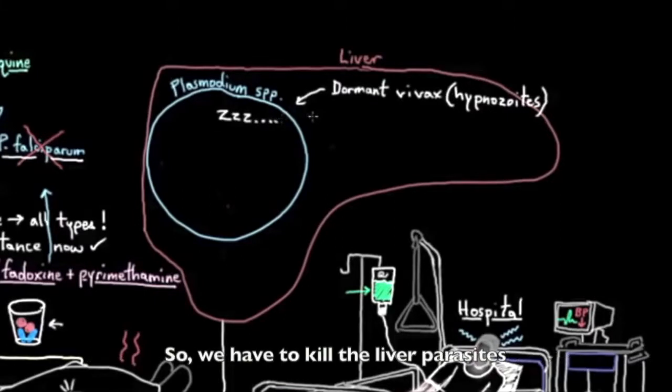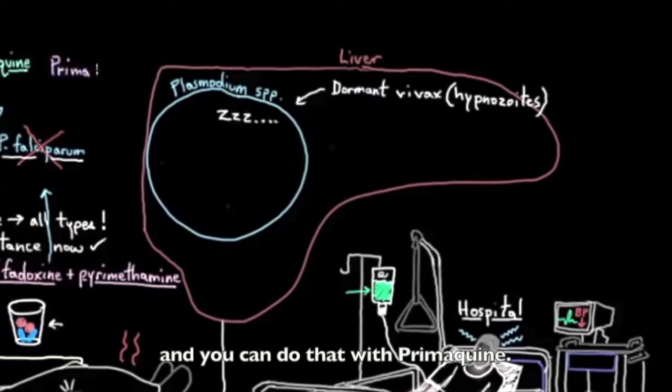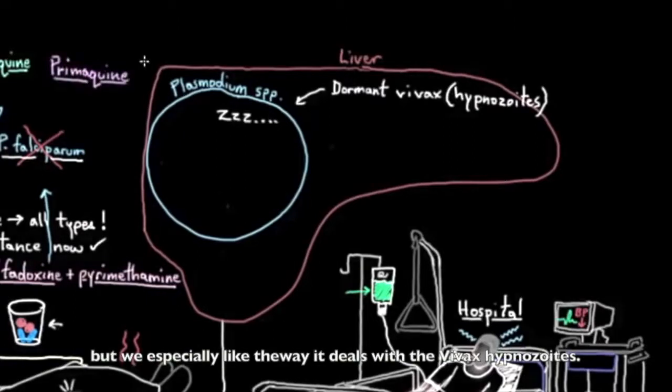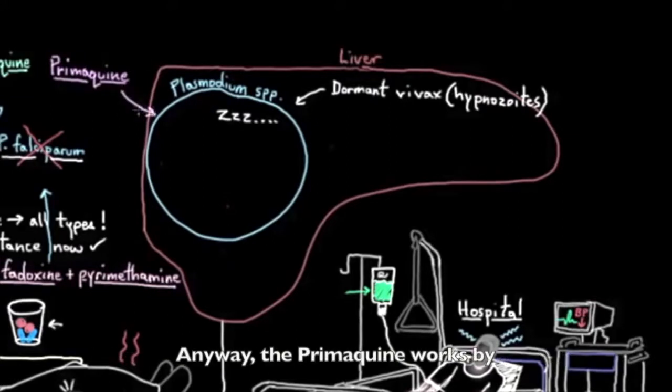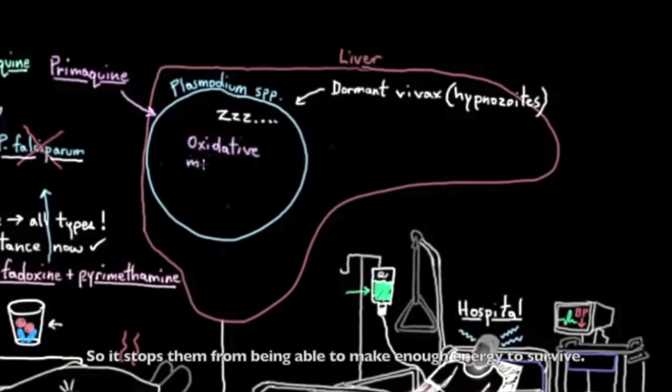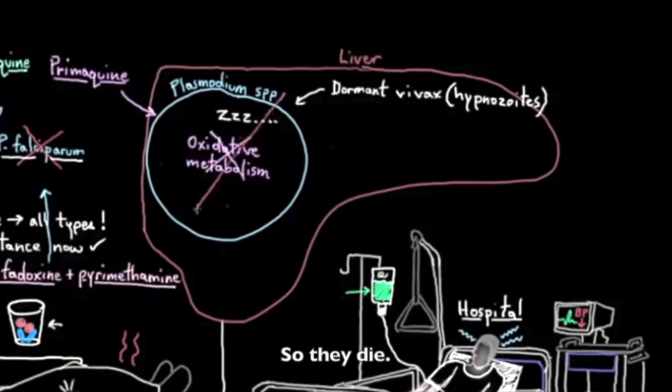So you have to kill the liver parasites, and you can do that with primaquine, which is actually effective against all types of malaria, but we especially like it for how it deals with the vivax hypnozoites. Anyway, the primaquine works by blocking oxidative metabolism in these hypnozoites in the liver, so it stops them from being able to make enough energy to survive, so they die.